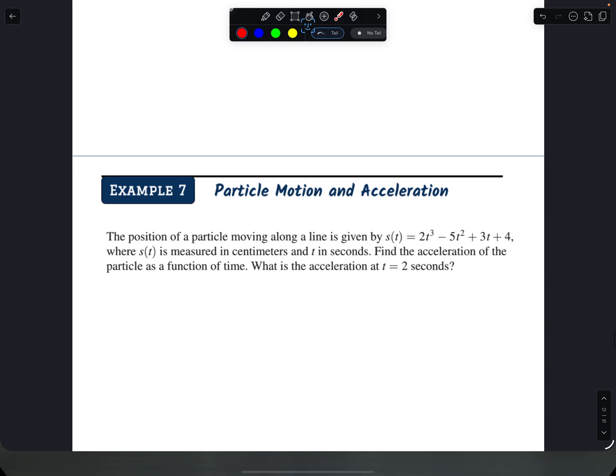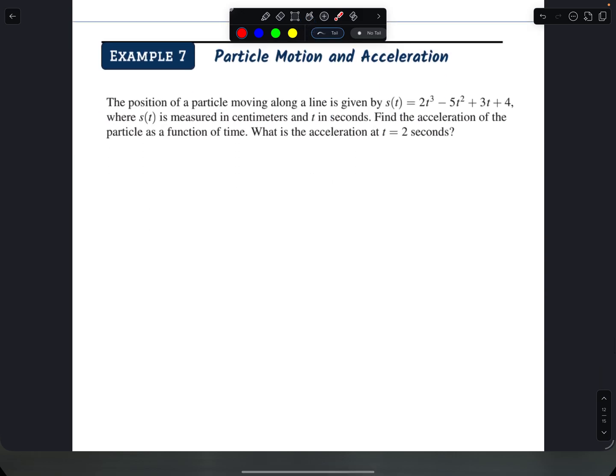All right, next problem. So we're given a position function, s of t. So we are asked to find the acceleration function. So we have to find the acceleration function and then use that to figure out what is the acceleration at t equals 2. So one thing we have to pay attention to also in these type of problems is the units. So s of t is in centimeters and t is in seconds.